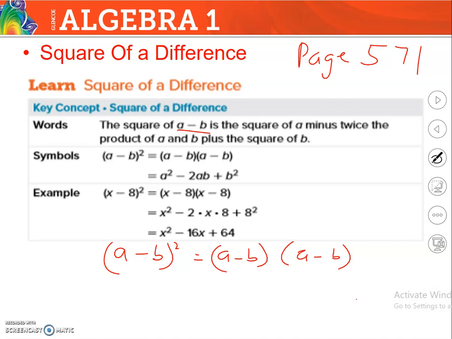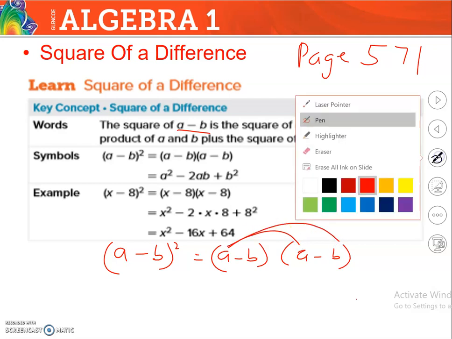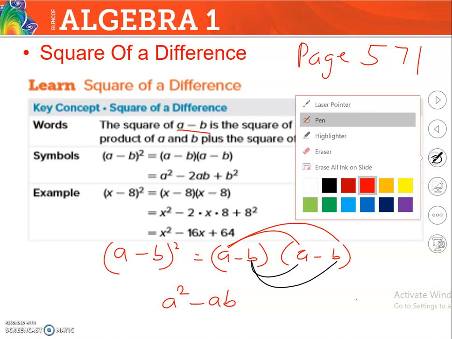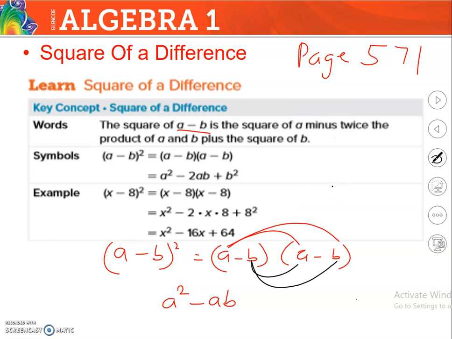And you can use the FOIL method to check. Now, when you solve that, a multiplies a, a multiplies minus b, minus b multiplies a, minus b multiplies b. Let us do that and see what we get. So a multiplied a will give us a squared. A multiplied minus b gives us minus ab. Then we move on to b. Minus b multiplying a gives us minus ab, and minus b multiplying minus b gives us positive b squared.